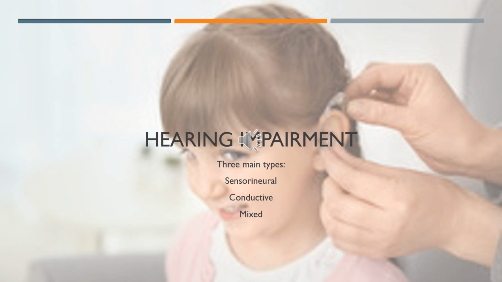Hearing impairment. There are 3 main types: sensorineural, conductive, and mixed. Sensorineural is most commonly associated with dysfunction or damage to the inner ear or auditory nerve. It's almost always permanent. Conductive, it could be congenital or acquired, and it's a problem in the outer or middle ear. And then mixed is a combination of both.